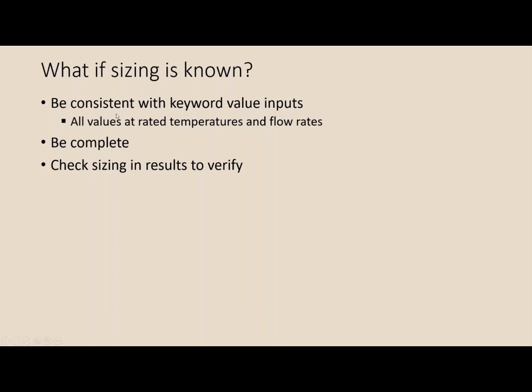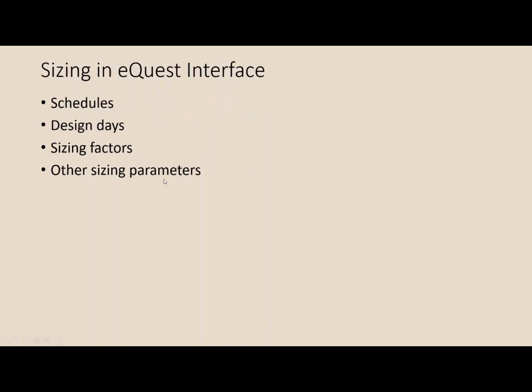So again, if the sizing is known, it's important to be consistent with keyword values. If you have a rated value for capacity, make sure you get the right temperatures and flow rates that correspond to that. And always check results to make sure that what you're getting out of it makes sense.